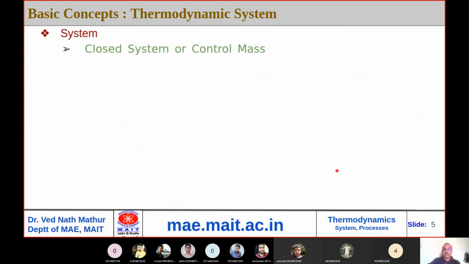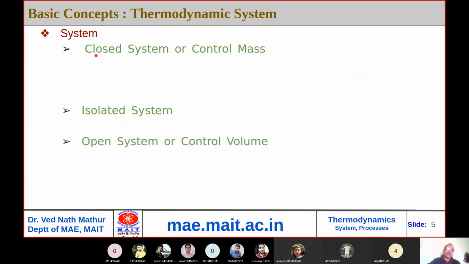Now, systems have been classified into two broad categories: closed system or control mass, and open system. And one type of closed system can be an isolated system. So we can in fact define a system as a closed system or control mass, an isolated system, or an open system. An isolated system is a type of closed system.